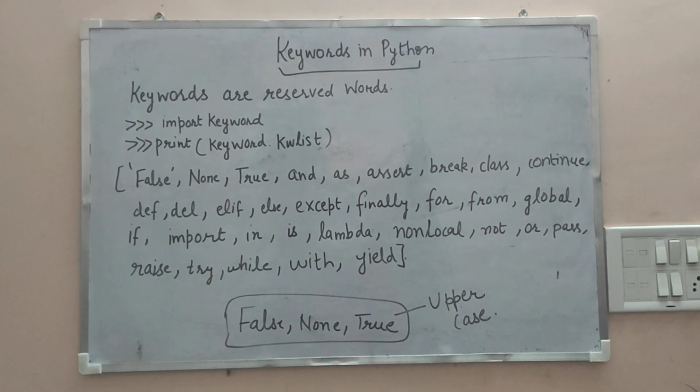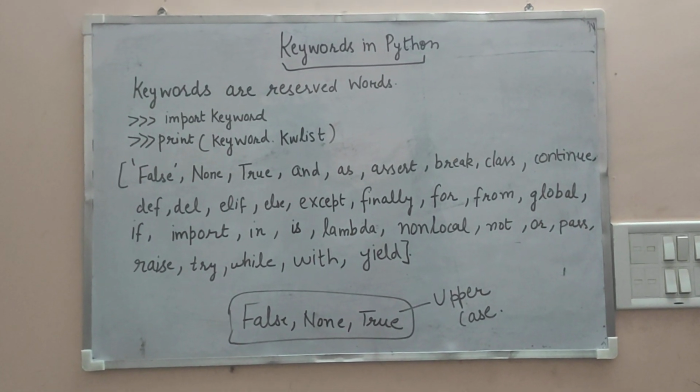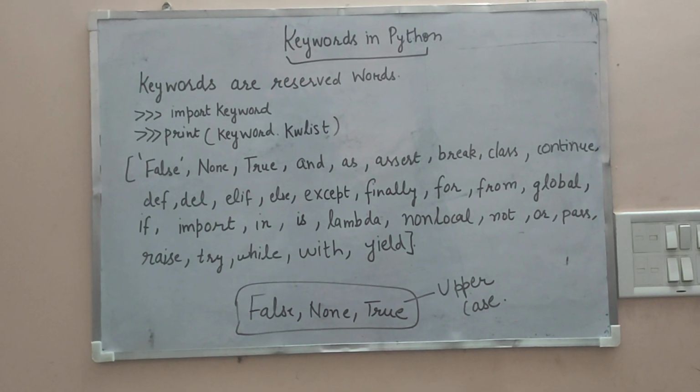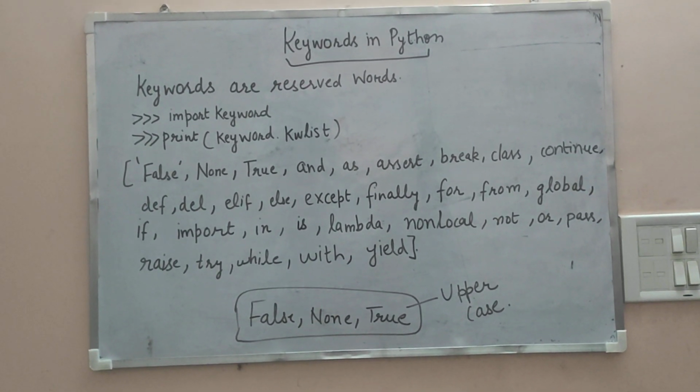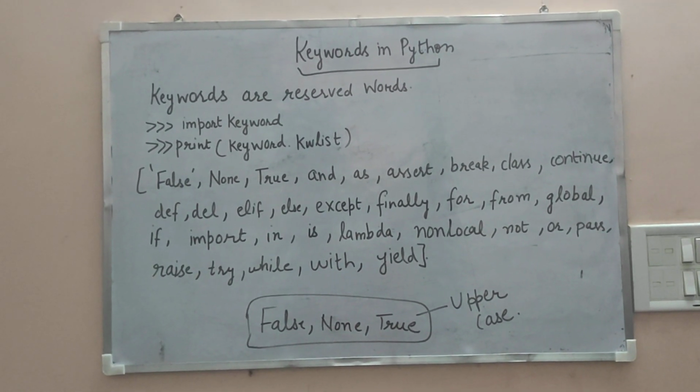But if you know a little programming in any language like Java or C++, then it's not a big deal. So keywords are reserved words. Okay, we get to know that, but how do we find out what the reserved words are, and how can we see them in our Python shell?